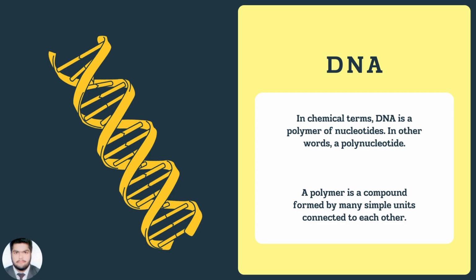DNA. In chemical terms, DNA is a polymer of nucleotides. In other words, a polynucleotide. A polymer is a compound formed by many simple units connected to each other.